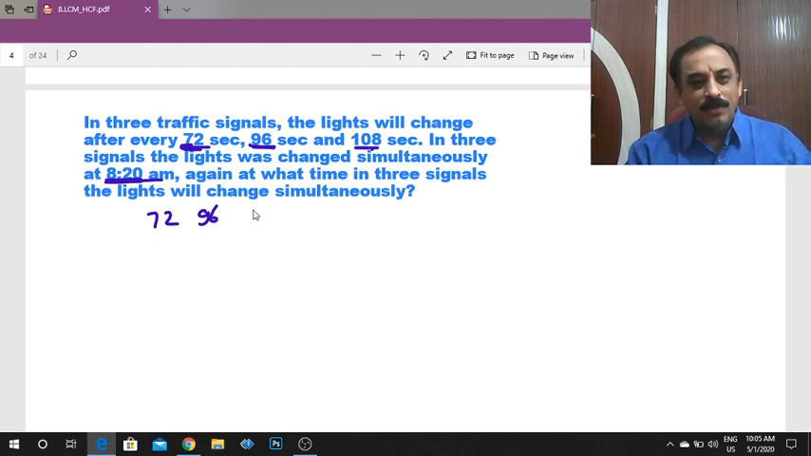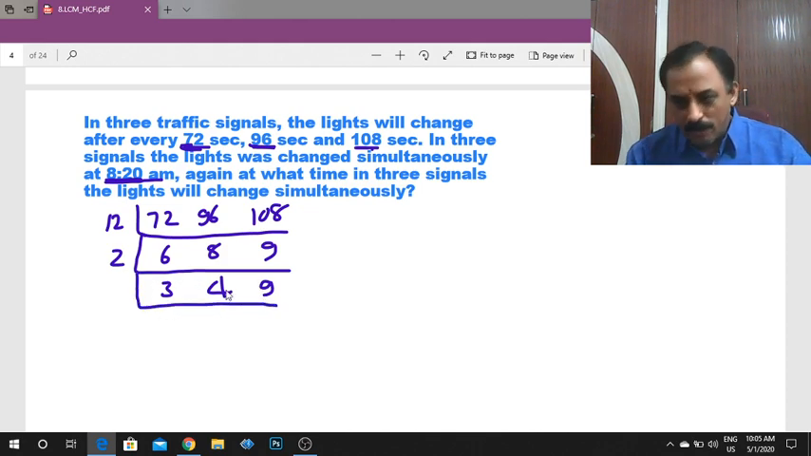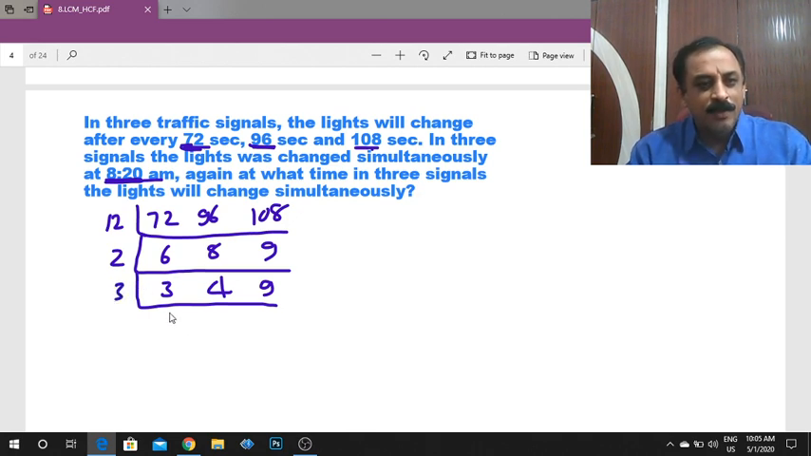72, 96, 108. For the LCM of these three numbers, all the numbers are exactly divisible by 12. 12 6s are 72, 12 8s are 96, 12 9s are 108. Then 6 and 8 are divisible by 2. 2 3s are 6, 2 4s are 8. 9 is not divisible by 2, so write it as it is, 9 only. Again 3 and 9 are divisible by 3. So take 3. 3 1s are 3, 3 3s are 9. 4 is not divisible by 3, write 4 only.